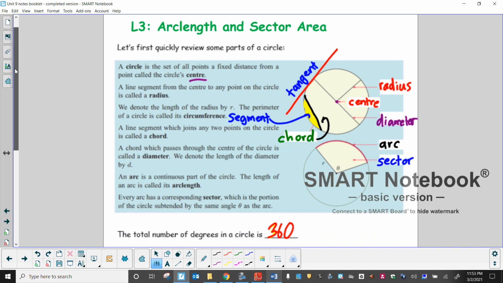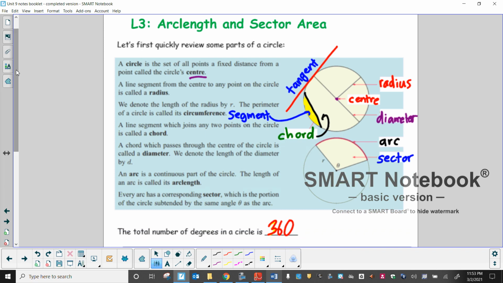So let's first quickly revise some parts of the circle. It's good to be aware of them. A circle is a set of all points a fixed distance from a point called the circle center. Each point is the same distance from the center. Here's the center of the circle. Each point on the circumference is the same distance. Circumference is like the perimeter, but for circles.